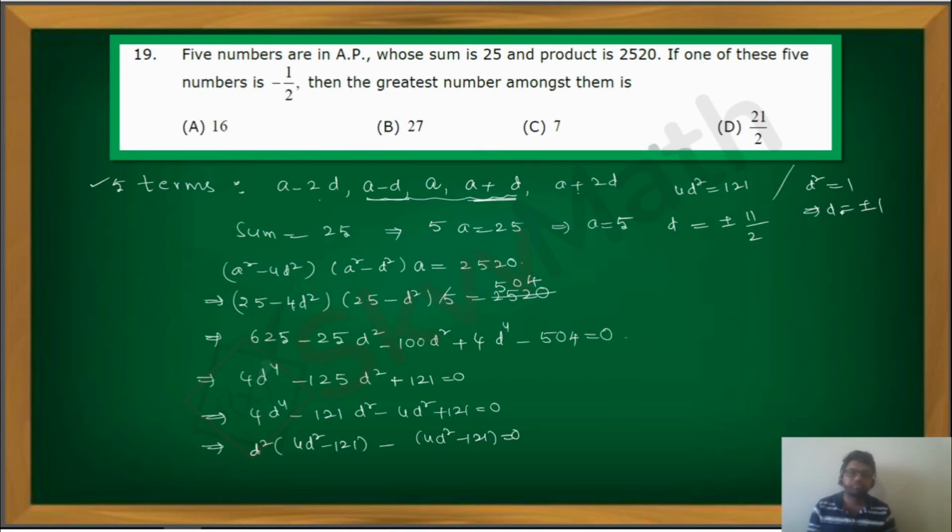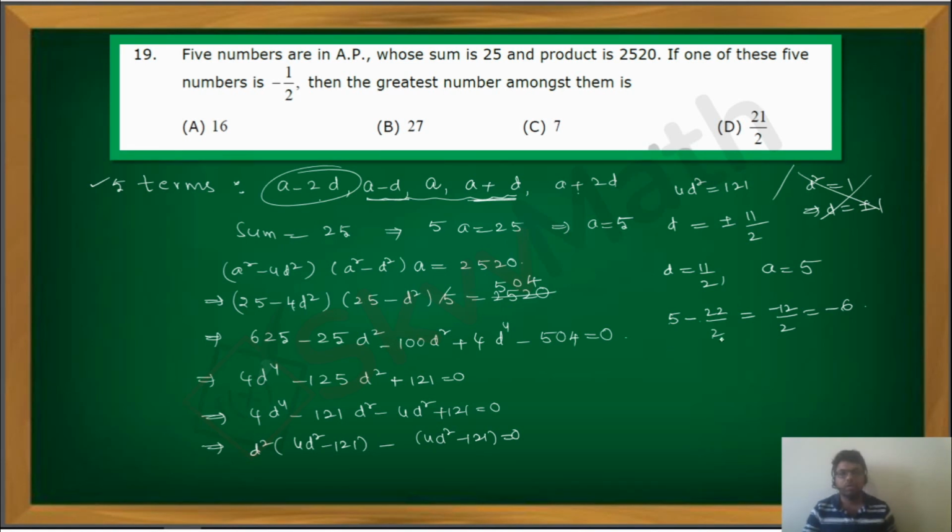Okay, now we have to verify. If you take D equal to 1, you are not going to get minus 1 by 2, because if D is 1 and A is 5, all are integers, there is no fraction. So we can directly cut D equal to plus or minus 1. Now take D equal to 11 by 2 or minus 11 by 2. Take D equal to 11 by 2, and A we got already is 5. Now we calculate the 5 terms. A minus 2D means 5 minus 2D, 2D means 22 by 2, which is 11. 10 minus 22 is minus 12 by 2, which is minus 6. So we get the first term as minus 6.